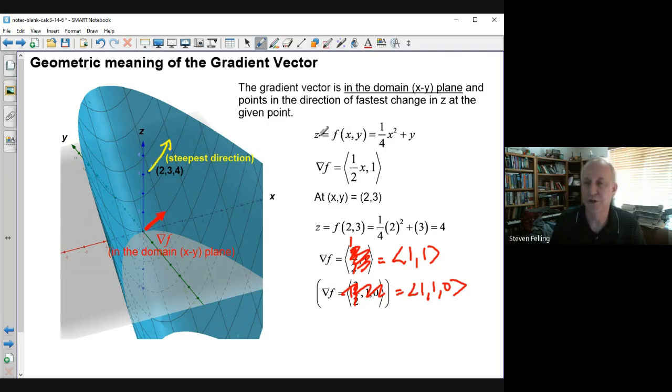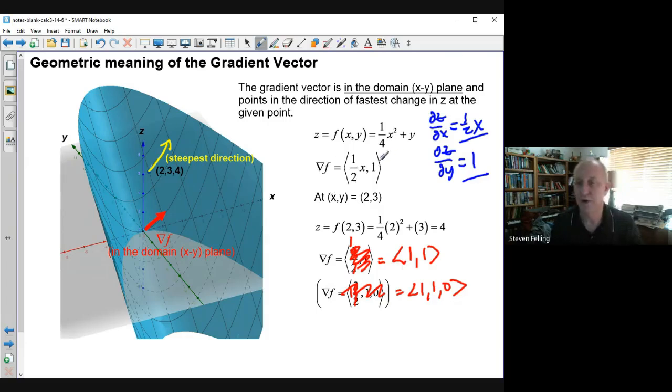Okay, so let's say I have a function z, which is a function of x and y, 1/4 x squared plus y. Then we can compute the gradient function, or the gradient vector. The gradient vector, del f, is we take the partial derivative of z with respect to x, which would be 1/2 x, and then we take the partial derivative of z with respect to the other variable y, and get 1, and then we just make a vector where this is the x component and this is the y component. So 1/2 x, comma 1. That's the gradient vector, okay?